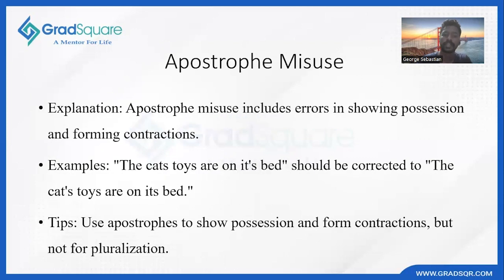Moving on to the next one, which is a very commonly made mistake, and one we see more in writing: the misuse of the apostrophe. Apostrophe misuse includes errors in showing possession and also in forming contractions. For example, we can never write something like "the cats toy's are on it's bed." It should be corrected to "the cat's toys are on its bed." The usage of apostrophes is to show possession and form contractions, so it is not for pluralization. We have to make sure that we always use apostrophes in the right manner.